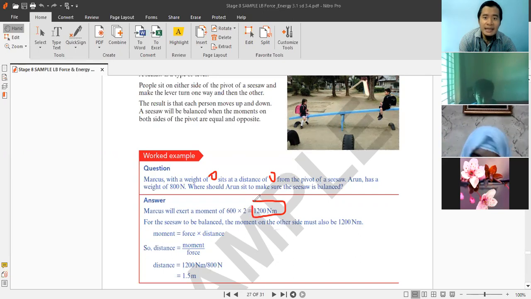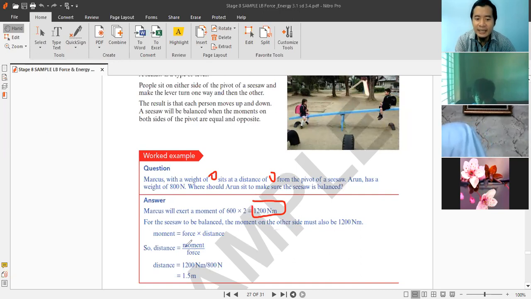If this lever in balance condition, so the moment must be the same between Markus and Arun. If the moment of Markus is about 1,200, so Arun also must be 1,200. And the question, where should Arun sit to make sure the seesaw is balanced? So the question is about distance.